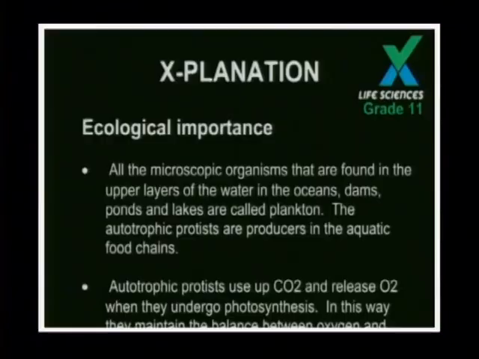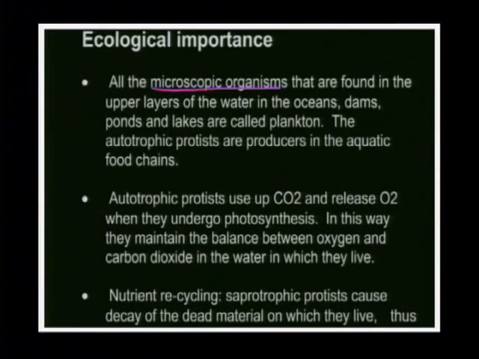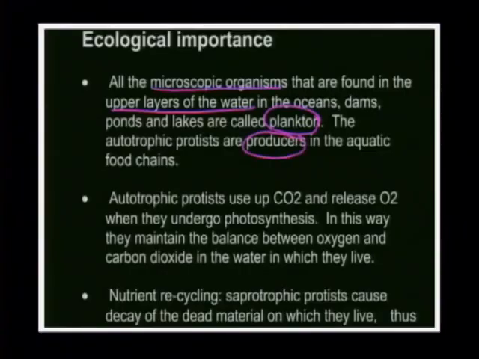Earth. Ecologically speaking, the microscopic organisms in the upper layers of the water are called plankton. Those protistans that are more plant-like and photosynthesize are also part of plankton, the unicellular plankton. Here, they are producers in water, and often you will actually hear plankton referred to as the grass of the seas because there are so many aquatic organisms that feed on them. But that's not all that they do.